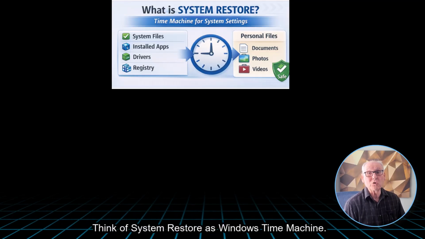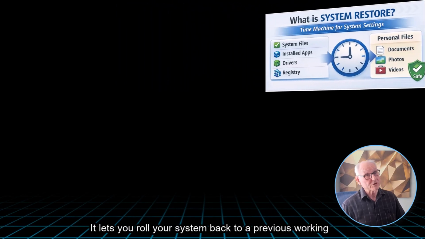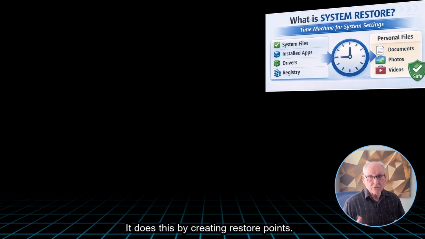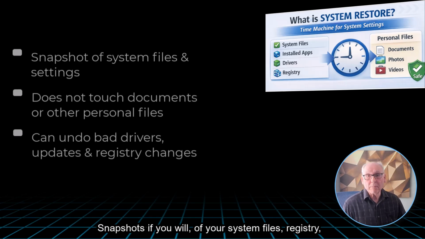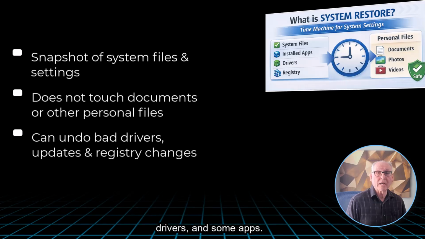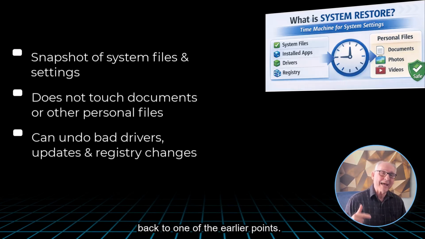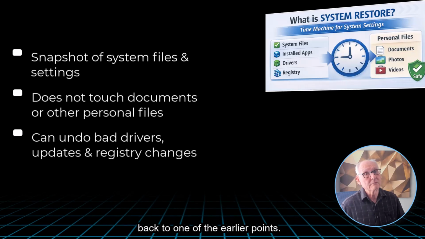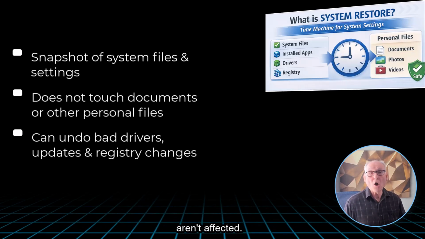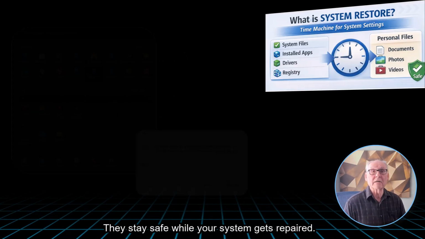Think of System Restore as Windows Time Machine. It lets you roll your system back to a previous working state. It does this by creating restore points, snapshots, if you will, of your system files, registry, drivers, and some apps. When something goes wrong, you can roll Windows back to one of the earlier points. Your personal files, like documents, photos, and videos, aren't affected. They stay safe while your system gets repaired.